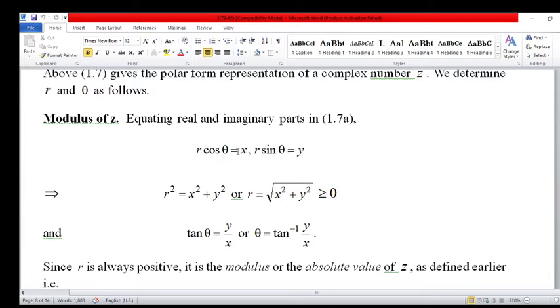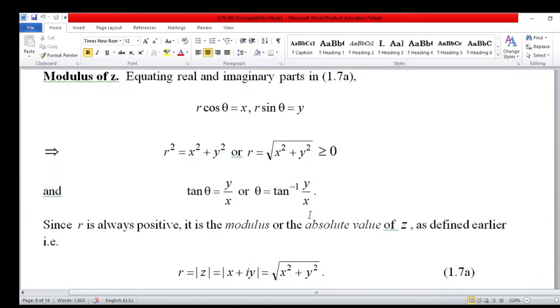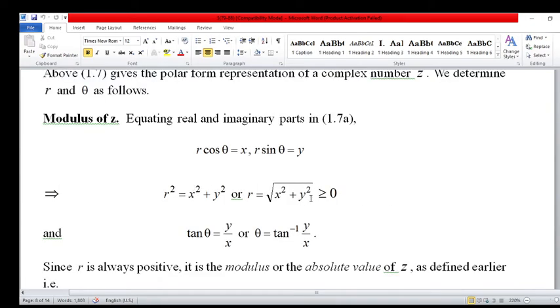Now these equations 1 and 2, adding after squaring, means x square plus y square. Here r square cos square theta plus r square sin square theta. So cos square theta plus sin square theta is equal to 1. Then we obtain r square is equal to x square plus y square, so r is equal to under root x square plus y square, which is greater than 0. This is the first part.